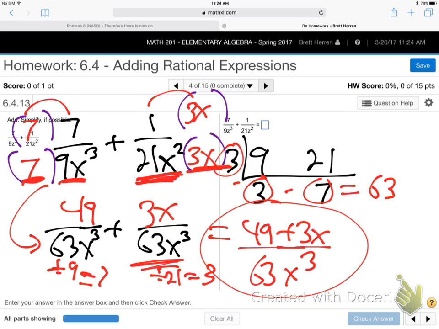Adding and subtracting makes everything hard. Just remember, adding and subtracting are all the hard rules. Multiplying and dividing are the easy rules. Let me show you what I mean in a couple of settings here.